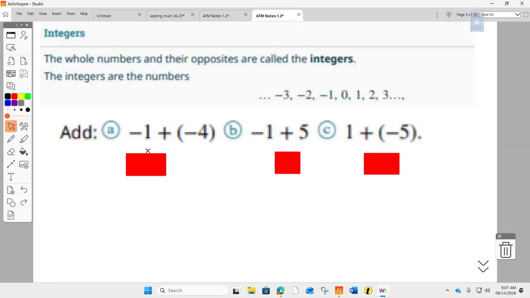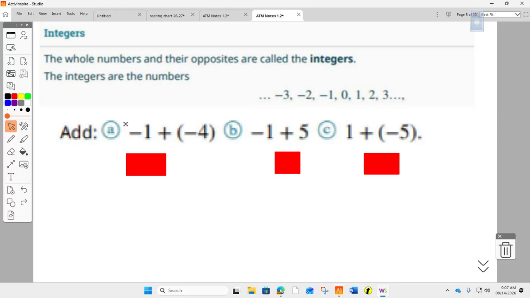So when you're adding same signs, there are only 2 signs, right? Positive and negative. Adding same signs, whatever the sign is of both, that's going to be the sign of your answer, and then you add the absolute values, right? So both of these are negative. 1 plus 4, that's the absolute value of those numbers, that's 5, so our answer is negative 5, right?